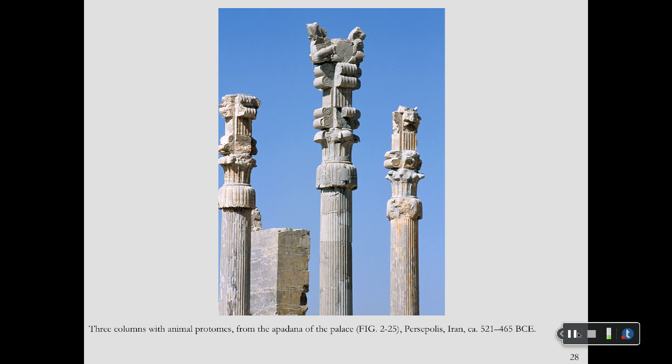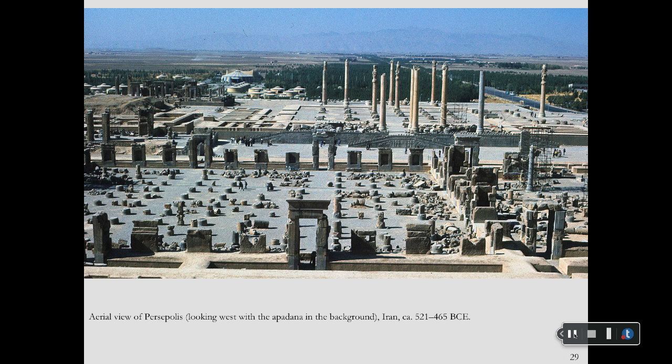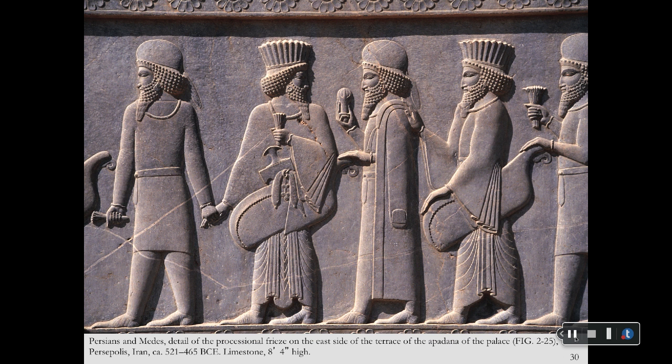The royal audience hall, the Apadana, had 60-foot columns topped with the forefronts of various animals. Persian art incorporated art elements from Mediterranean, Greek, and Egyptian cultures. Aerial view of Persepolis. The stairway to the Apadana shows figures of conquered peoples bringing tribute to the king.